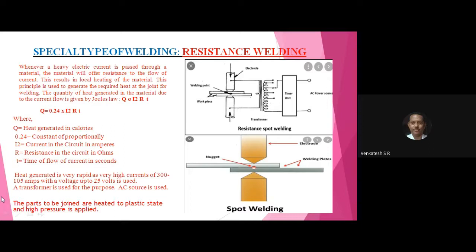Next paragraph, write down in inverted commas: the sheets or parts to be joined are heated to a plastic state by creating resistance, and high pressure is applied.